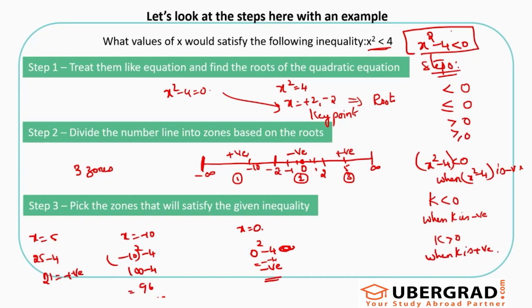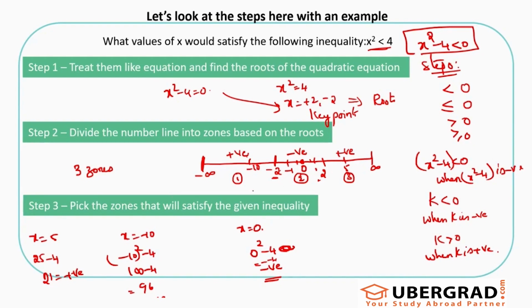See, the key points will be the exact 0 points, that is, where x square minus 4 equals 0. Should I include them also? No, because equal to 0 is neither positive nor negative. Just keep that point in mind. So minus 2 to 2, in between that I'll get negative. If I pick minus 2 and 2, I'll get 0. I'm not satisfying the inequality with 0. It should be less than 0. And 2 to infinity is again going to give me positive.